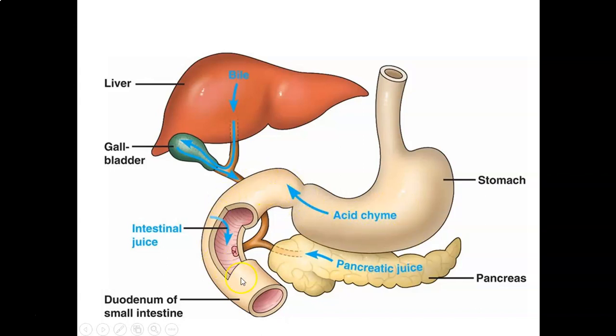It's going to be released into the small intestine. You'll see some accessory organs here which are going to release other chemicals that will help with digestion as the chyme enters the duodenum of the small intestine. The duodenum, I'll show you in another diagram too, is this first part of the small intestine.